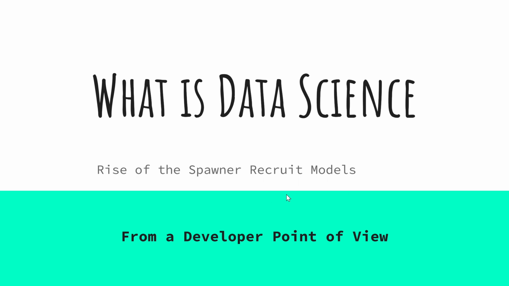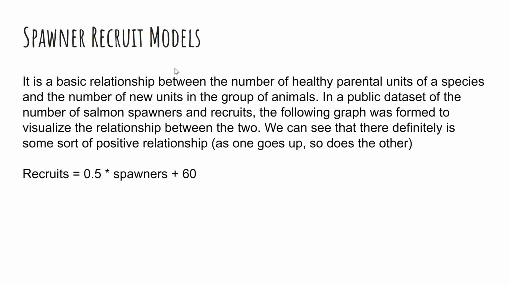Spawner recruit models. Spawner recruit models are a basic relationship between the number of healthy parental units of a species and the number of new units in a group. In the public dataset of numbers of salmon spawners and recruits, the following graph was formed to visualize the relationship between the two.